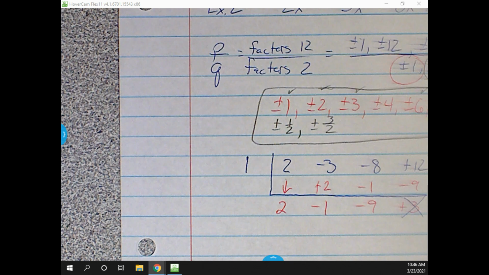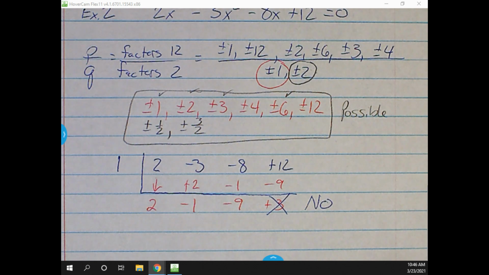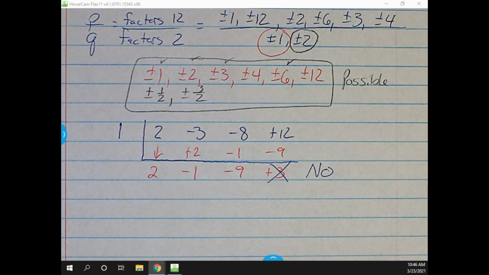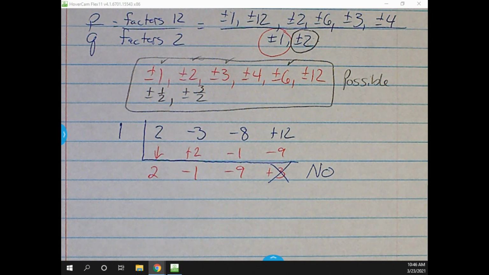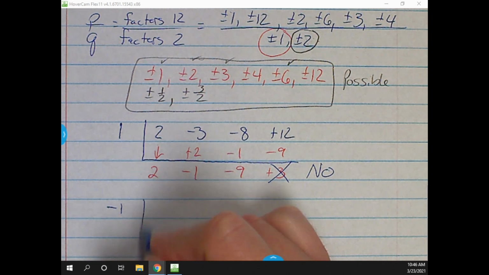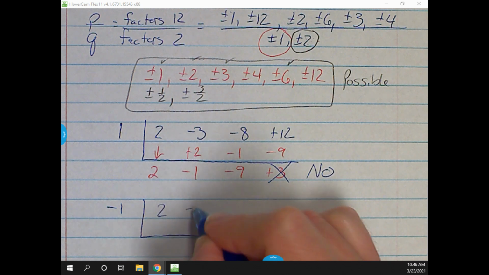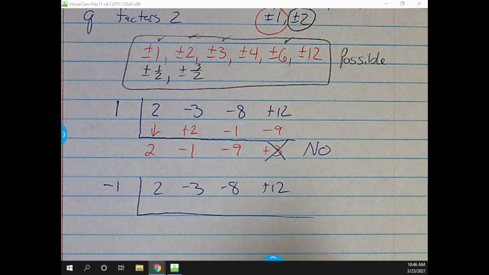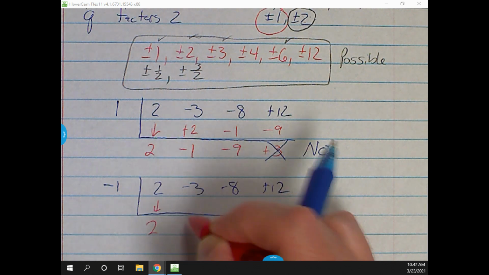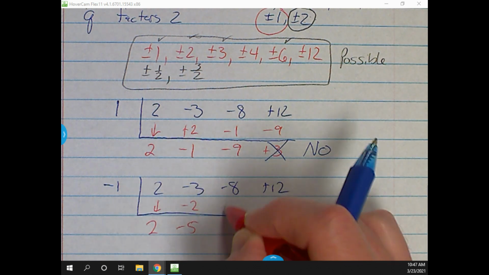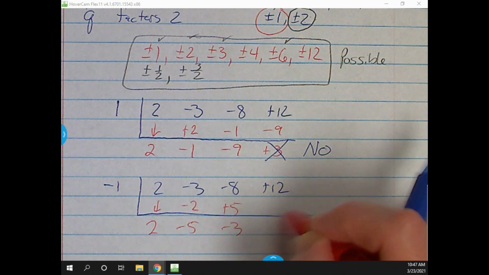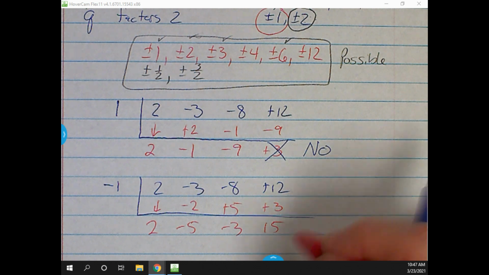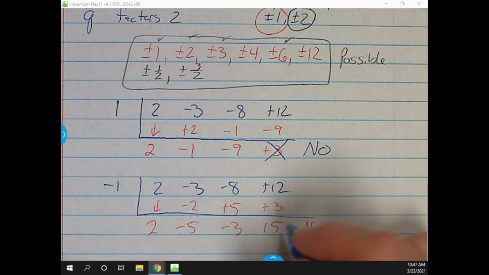So I checked +1, and +1 did not work. Okay, so -1 didn't work. If you go back, just so we can double check it real quick. Again, you don't have to write this down, but I just want to show you that it didn't work. Pull down the first number. That's -2. That's -5. That's +5. That's -3. That's 15. So definitely didn't work. Okay, so that one's out.